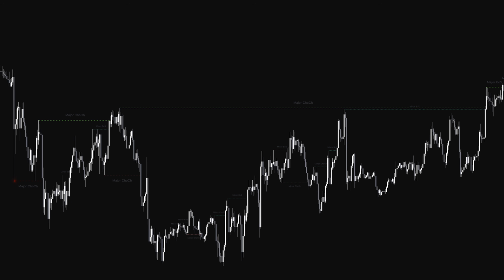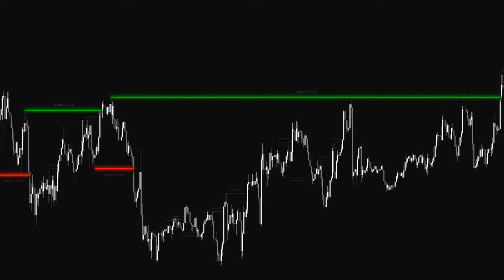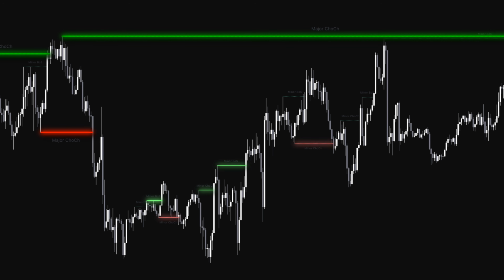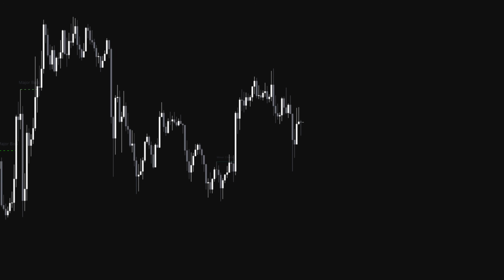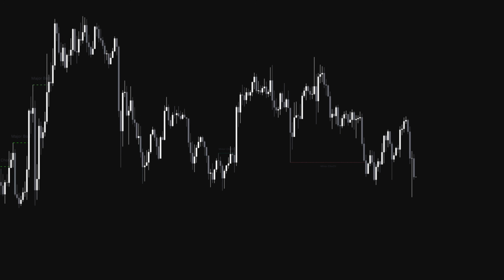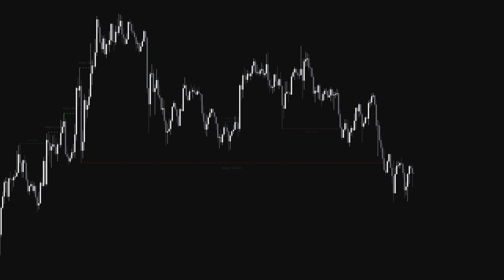The external engine tracks major swing highs and lows using a wider pivot period, while the internal engine runs a tighter calculation and monitors for minor pivots within the larger structure. Both layers update simultaneously, so the indicator can show you that the major trend is bullish, while the internal structure has already flipped bearish, the kind of multi-layer read that usually requires switching timeframes.